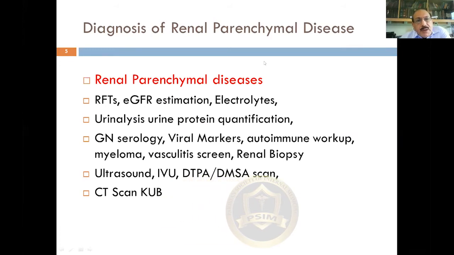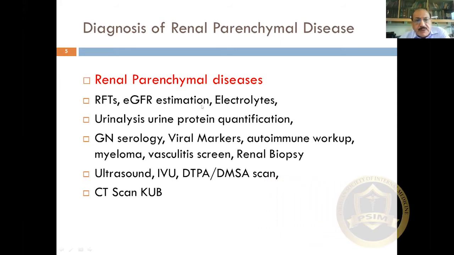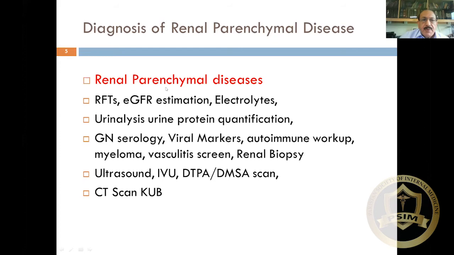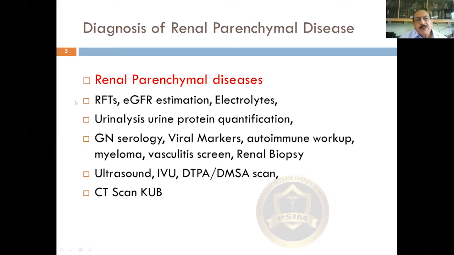So how do we go about diagnosing? We have to do the baseline renal function test, GFR estimation. Sometimes in the elderly, a creatinine of 1.3 or 1.4 milligram may be considered insignificant, but if you do a GFR estimation for age, you may find that this patient is already in CKD stage 3 or 4. So serum creatinine is not a true indicator.